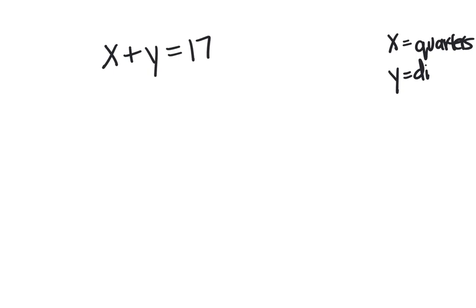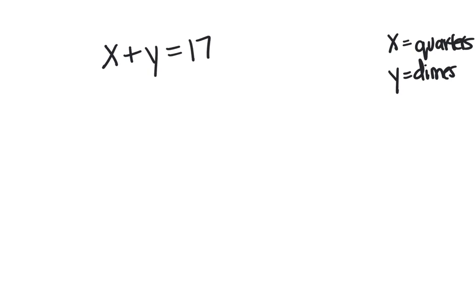So remember, Jada has 17 coins. So let's talk about what X and Y is. So we're going to say X is our quarters and Y is our dimes. Where did I get that from? Remember our graph. When we looked at our graph, quarters was on the X-axis, dimes was on the Y-axis, okay?